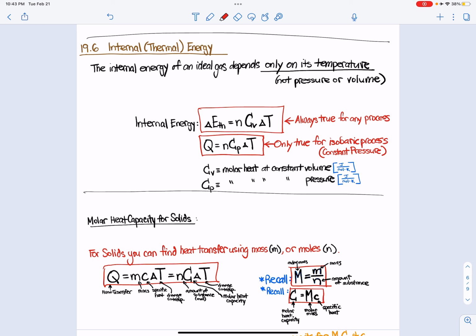Another important thing to know is heat transfer, and this is only true for isobaric processes, when you have constant pressure. Heat transfer is equal to the amount of substance, n in moles, times the molar heat capacity at constant pressure, Cp, times the change in temperature. Again, that's only true for an isobaric process.